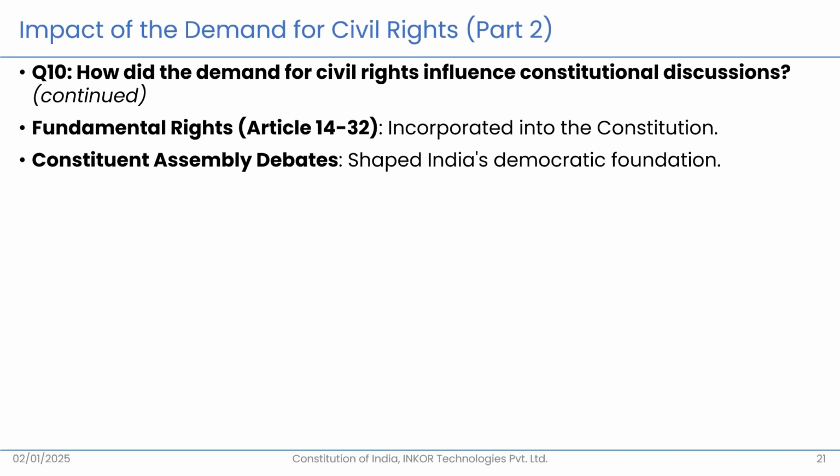The demand for civil rights directly influenced the drafting of fundamental rights, Articles 14 to 32, in the Indian Constitution, ensuring protections for equality, freedom, and justice. The Constituent Assembly debates reflected these concerns, leading to a strong legal framework that upholds democracy and safeguards individual rights. These discussions shaped India's constitution as a document that guarantees justice, liberty, and dignity for all citizens.